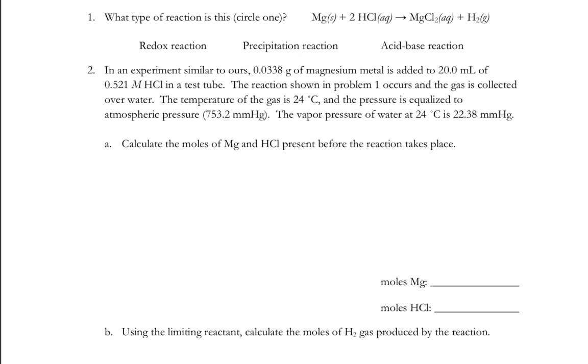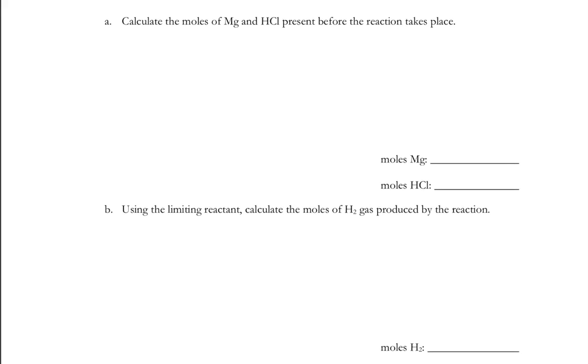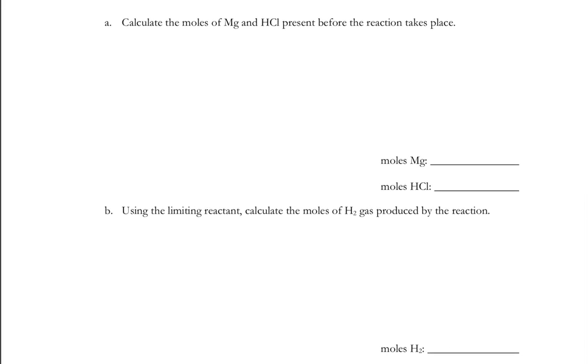Okay, first off, we calculate the moles of Mg and HCl present before the reaction takes place. So for the magnesium, we would convert those 0.0338 grams of it using the molar mass into moles of magnesium. For the HCl, we would convert the 20 mLs to liters and multiply it by the molarity of the HCl. That will give us the moles of the HCl. Using the limiting reactant, calculate the moles of H2 gas produced.